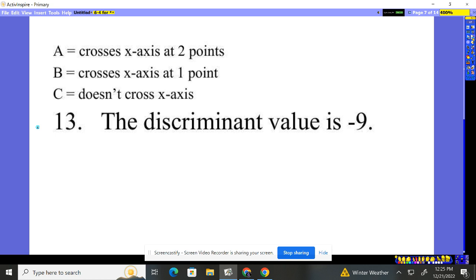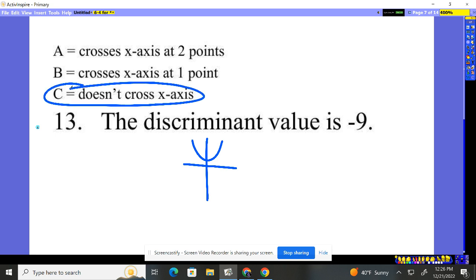Number 13, the discriminant value was a negative. Ooh, it's negative. We couldn't do the problem. That means it's something like this. It never crosses because there is no solution. So it never crosses. C for number 13.